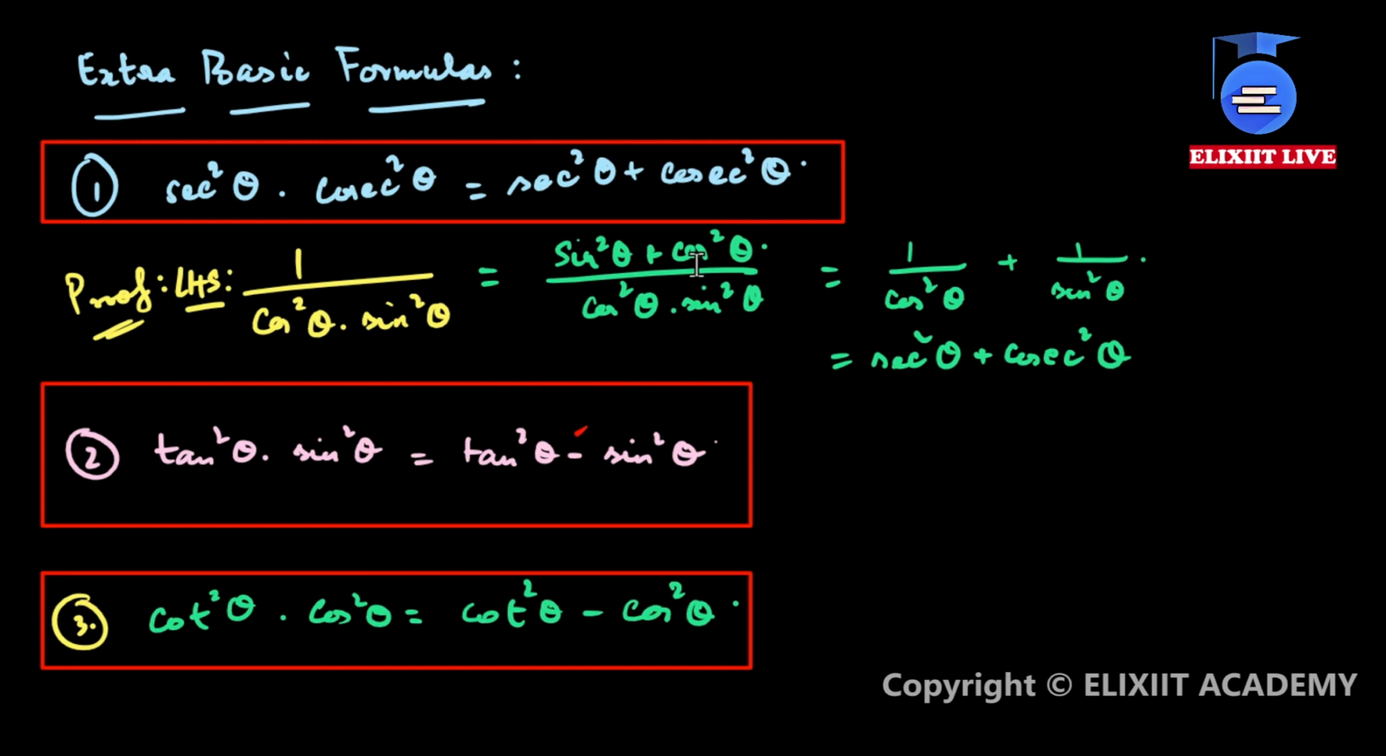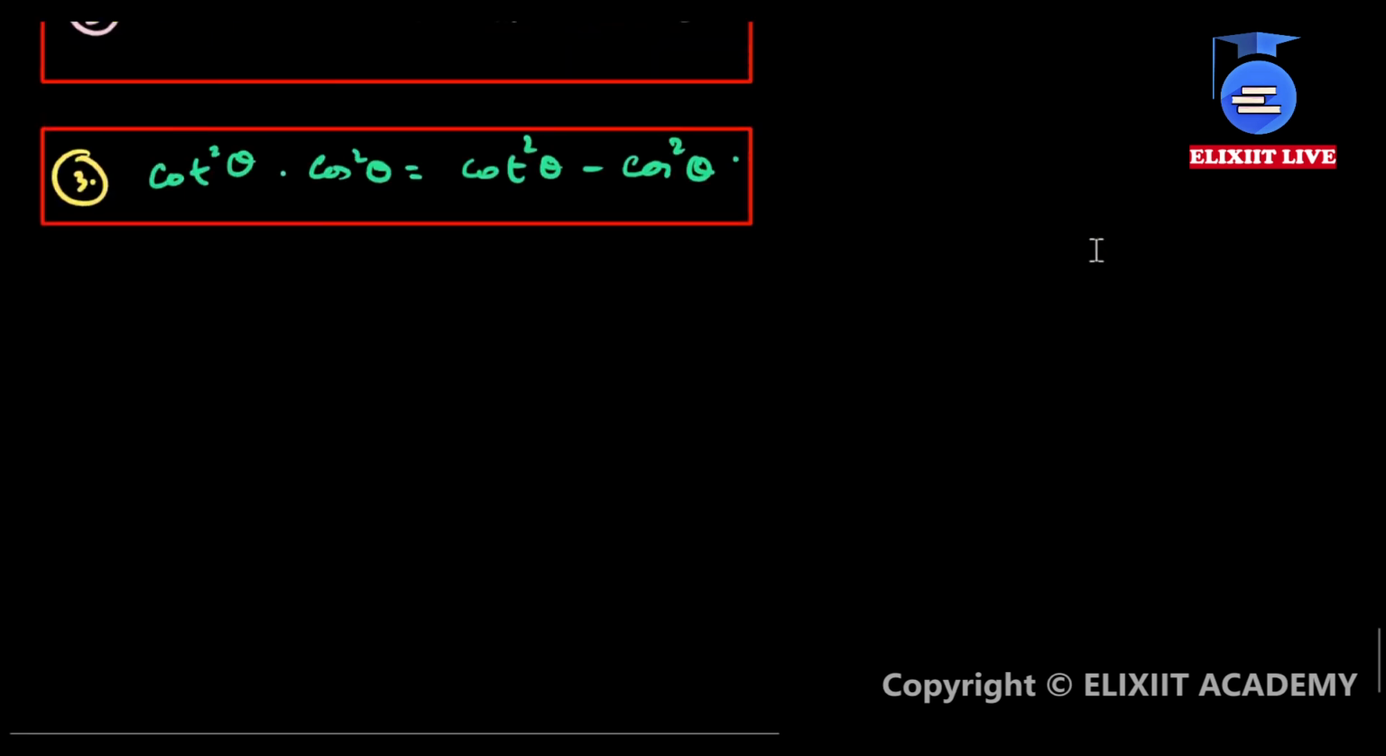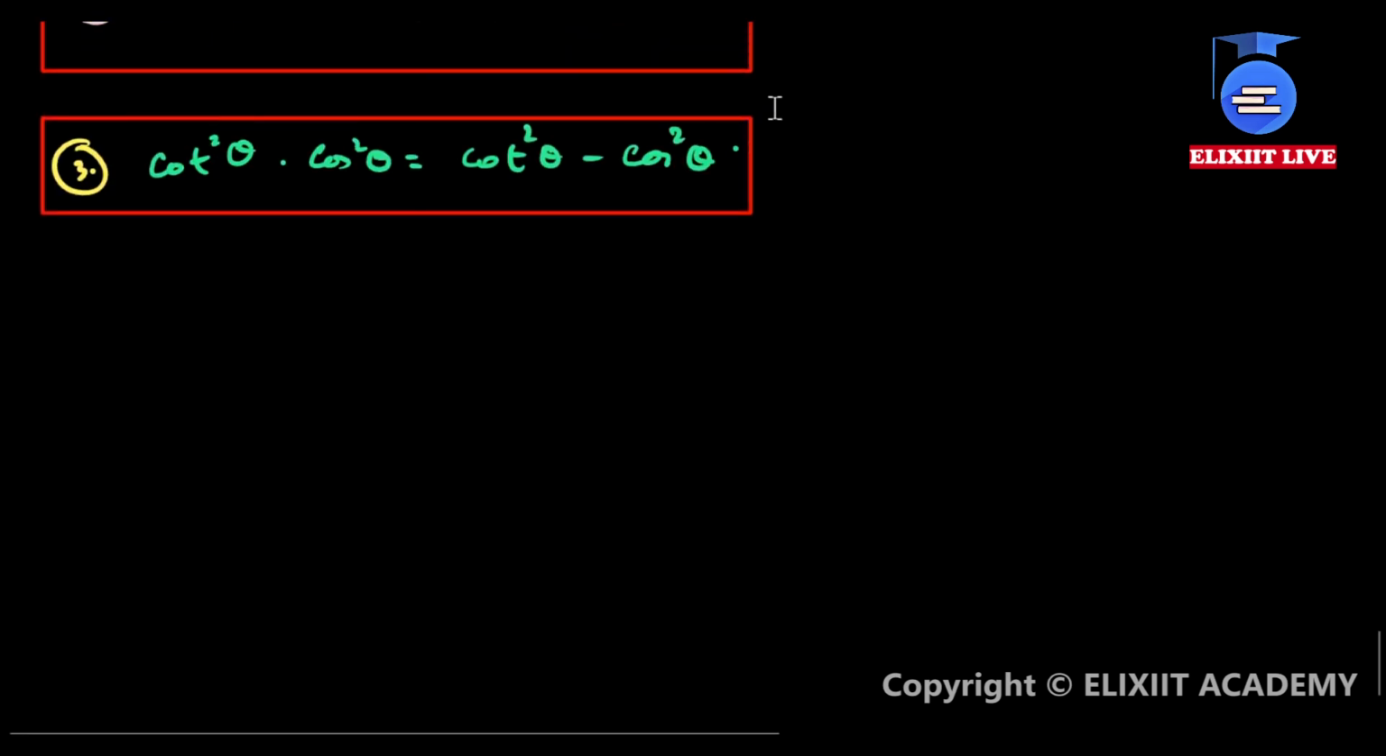Okay, third one we have cot square theta and cos square theta. What we can do, best is we can start from the right hand side. Cot square theta minus cos square theta is there. Best will be we start from right hand side itself. I start from the right hand side, since you have asked for the proof for the third one. This is cot square theta minus cos square theta.